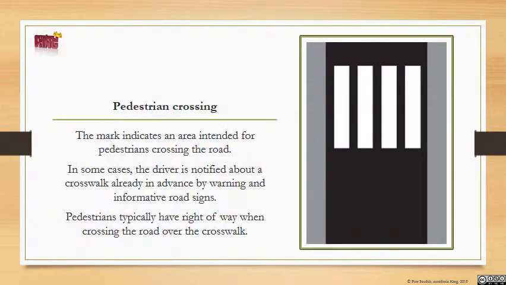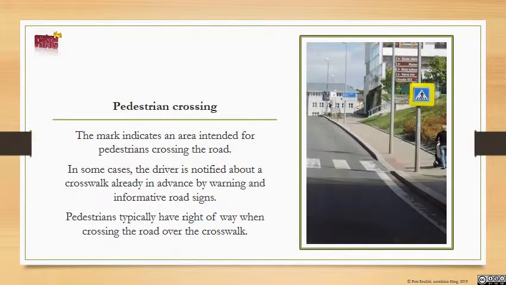A pedestrian crossing indicates an area intended for pedestrians crossing the road. In some cases, the driver is notified about a crosswalk already in advance by warning and informative road signs. Pedestrians typically have right-of-way when crossing the road over the crosswalk.